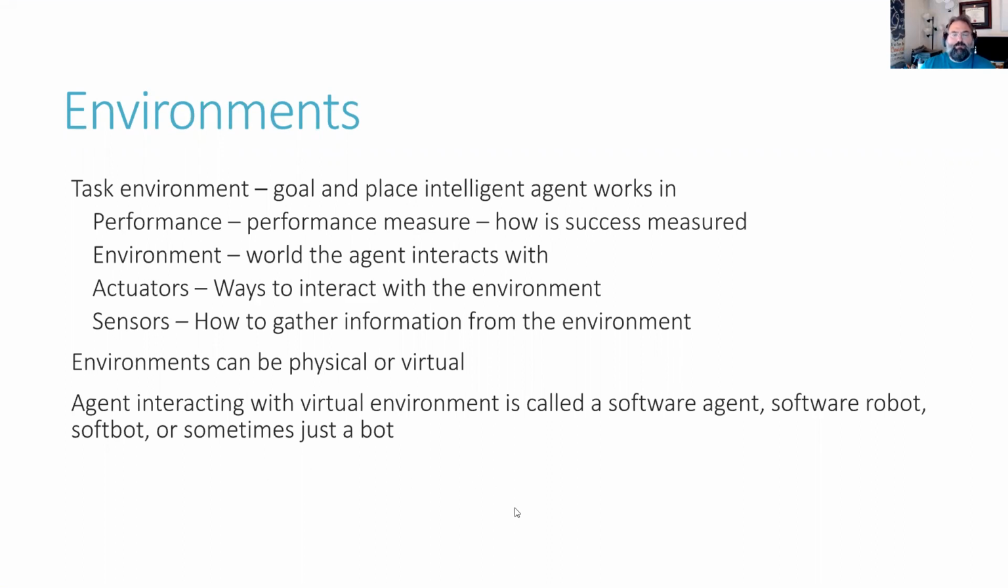Could be turning sensors or turning valves open and closed, turning pumps on and off. Could be turning the wheel of a car, or maybe doing something with a combine on a tractor. So there's lots of ways that they can interact with the world. And if an agent is interacting with a virtual world, it's called a software agent, a software robot, softbot, or something like that. Maybe just a bot. So those things do happen where the agents don't really exist per se, but they're basically software.